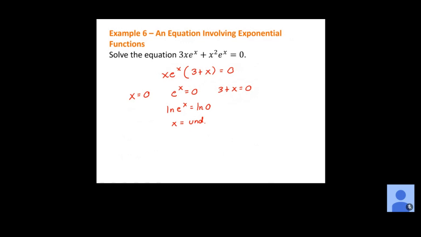And then if we look at the last piece here, how are we going to get x by itself? Good. So we just get x equals -3. And so our only two solutions this time are going to be the x equals 0 and the x equals -3, because that e to the x piece just gives us an undefined answer. Any questions on that one?